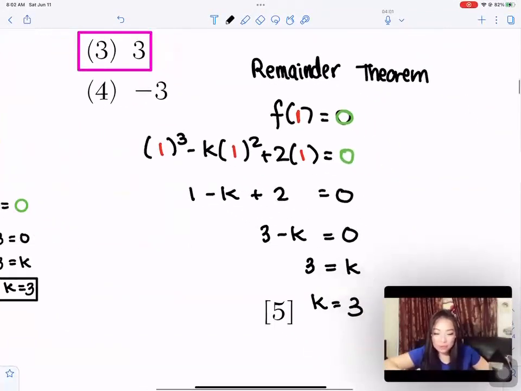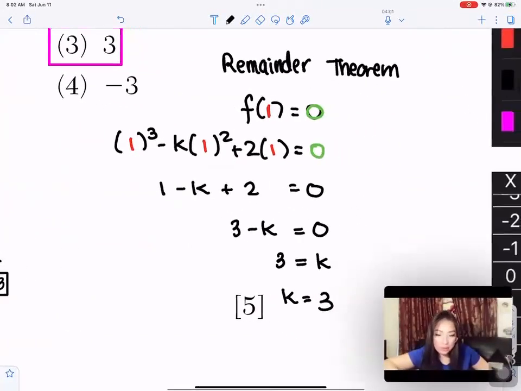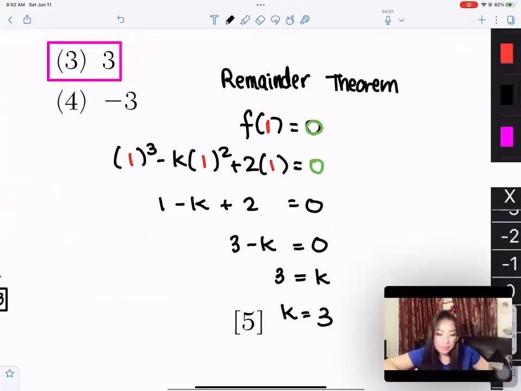So that's one way. Another way is to use the remainder theorem. Well, what is the remainder theorem? The remainder theorem states that if you substitute 1 into the function, the output should be 0 because the output is the remainder. So when you substitute in 1, we get 3 minus k equals 0, so k equals 3.